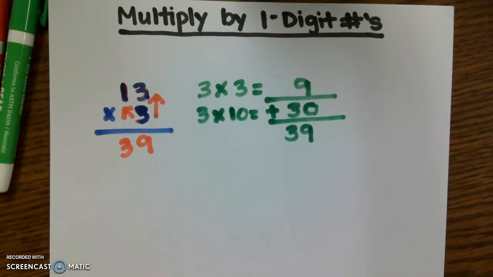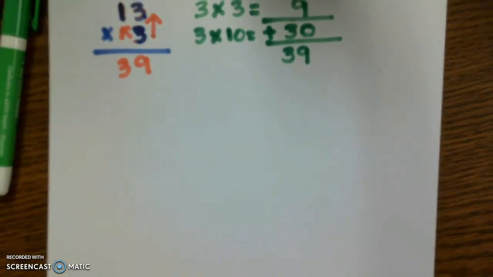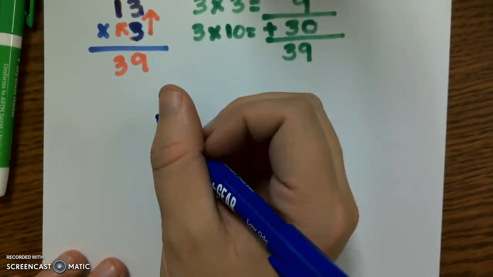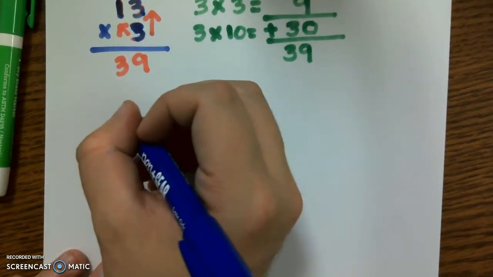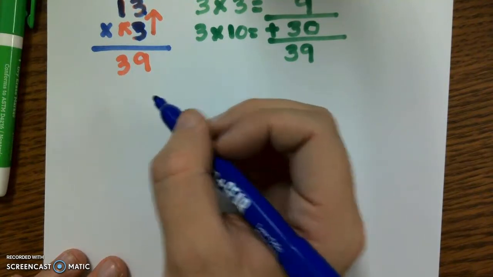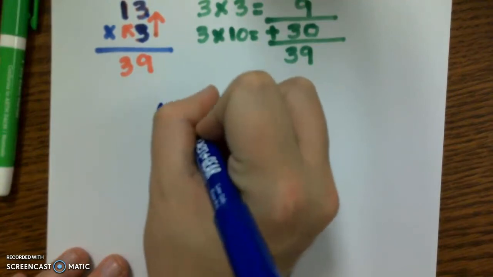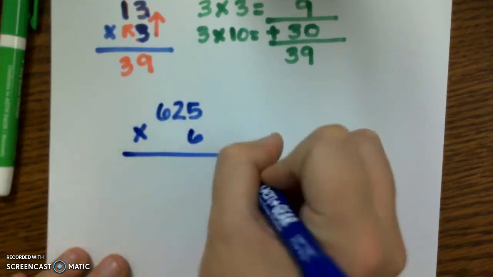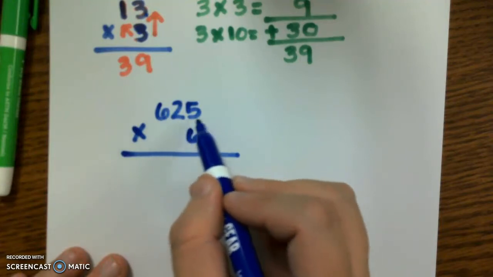Now, if I make it a little bit more difficult, and say I have a 2-digit number by a 1-digit number. So, say I have a 2-digit, well, that's what I just did, 2-digit by 1-digit. So I'm moving on to 3-digit by 1-digit. Forgive me. It's been a long day, so I'm trying to get these out for you. Say I have 625 times 6.